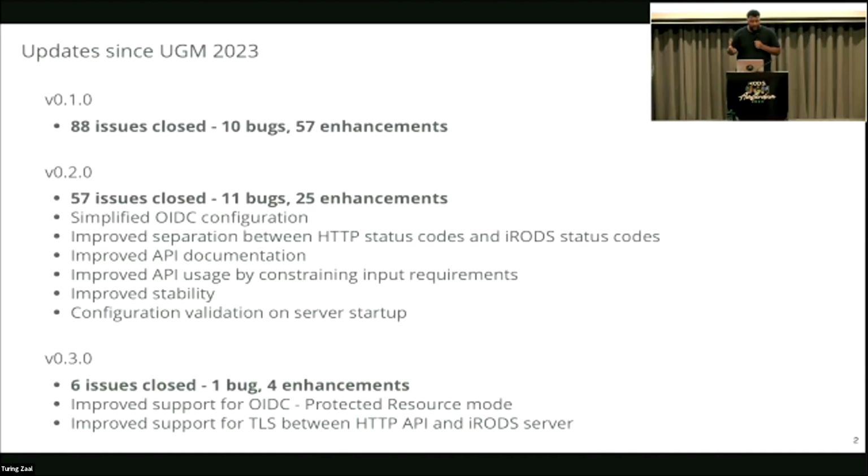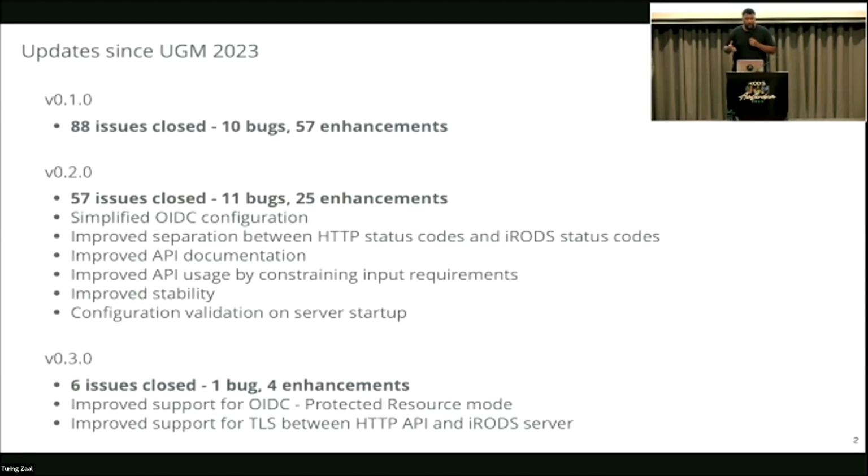So what we did with that release, based on 0.1.0 information as well as other comments, we simplified the OpenID Connect configuration. We improved separation between the HTTP status codes as well as the iRODS status codes. Since the HTTP API is mostly a presentation layer to iRODS, there's 2 sides of it, right? There's the HTTP communication component, and then on the back end, there's the iRODS communication component. And so we provided a clear separation between those two. So when errors do occur, you will know exactly at what point the error occurred.